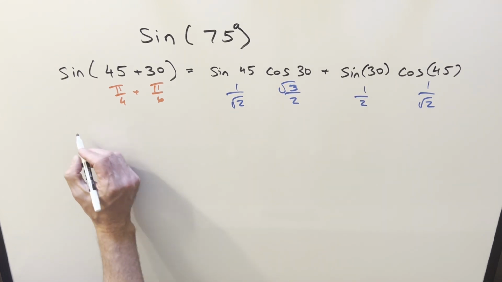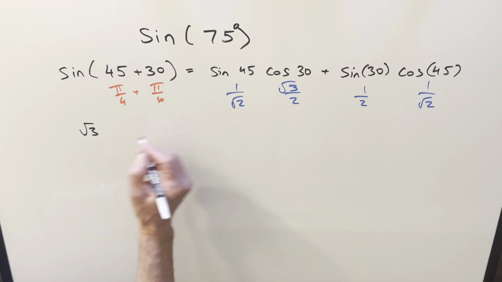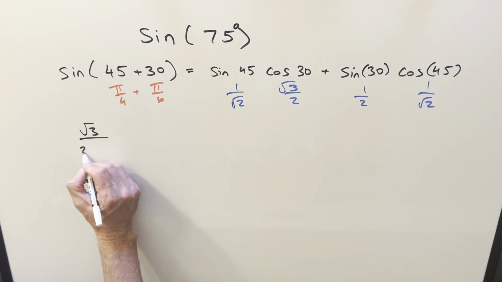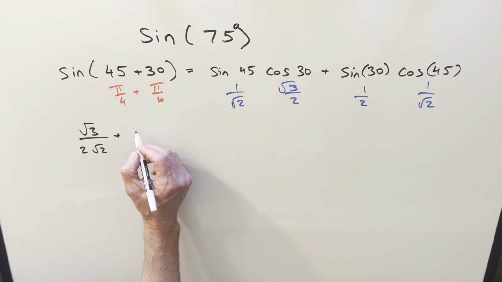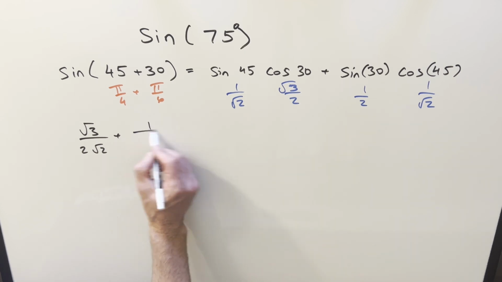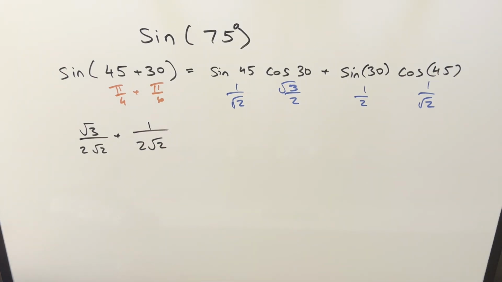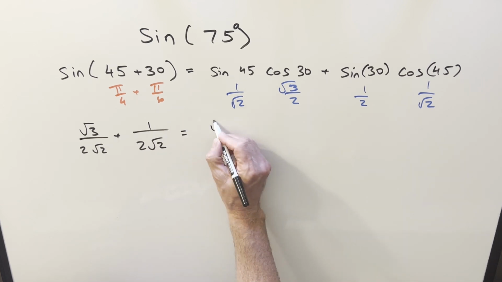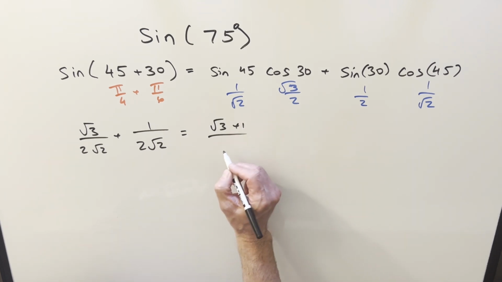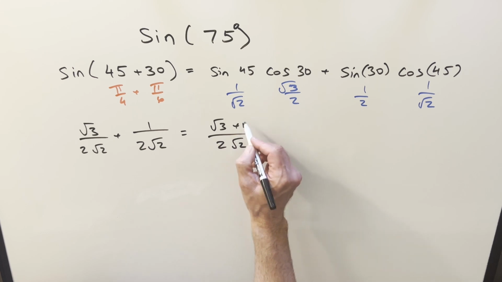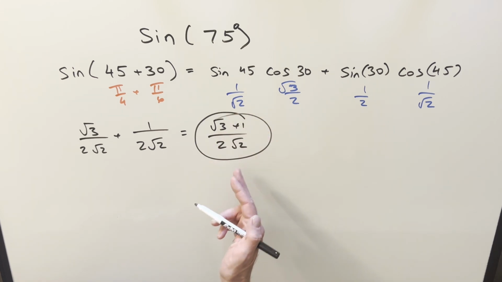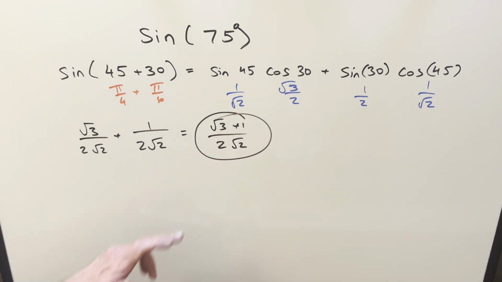So adding everything up, the first part is going to be square root of 3 over 2 square root of 2, plus the second part, which is just 1 over 2 square root of 2. So putting it together, sine 75 is square root of 3 plus 1 over 2 square root of 2, and that's it. Now you could rationalize it. I think let's just leave it for now. Maybe I'll come back and rewrite it a different way, but we'll leave it for now.